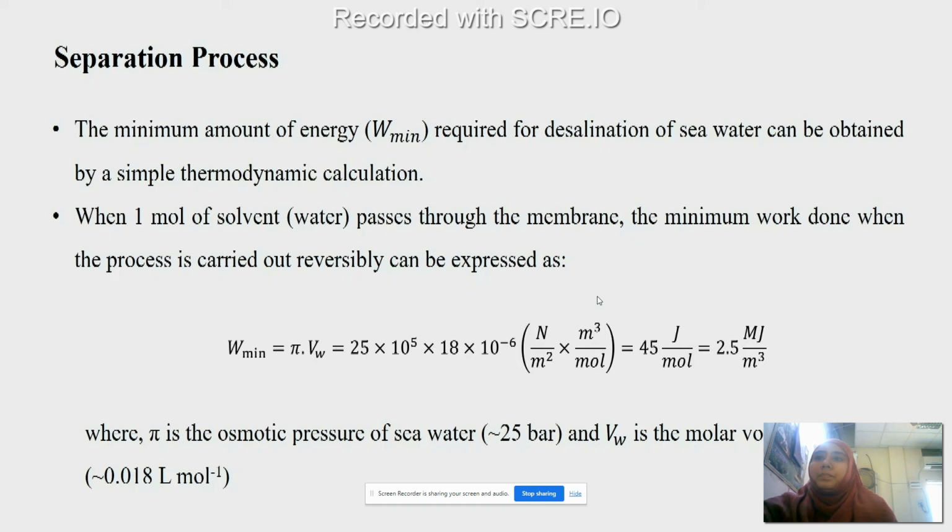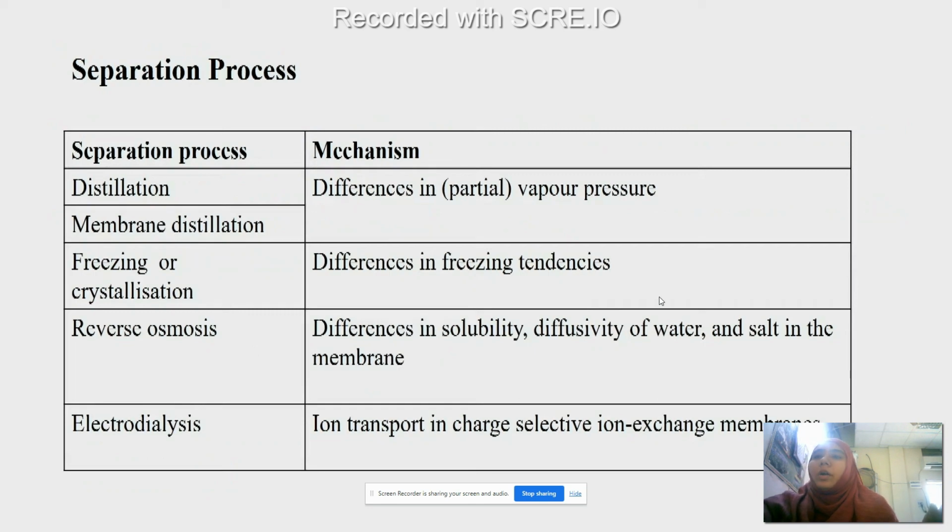So there are different types of separation processes which work under different mechanisms: distillation and membrane distillation. The two work on differences in partial vapor pressure. Similarly, freezing or crystallization works under the mechanism of differences in freezing tendency, and reverse osmosis works on the mechanism of differences in solubility and diffusivity of water and salt in the membrane. Electrodialysis works under the mechanism of ion transport in a charge selective ion exchange membrane.